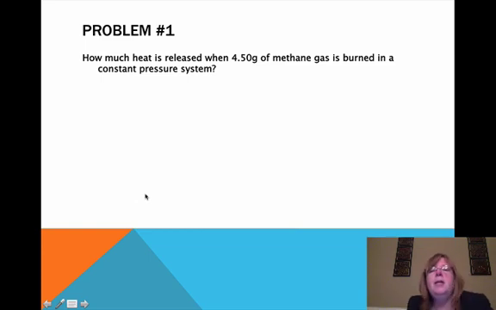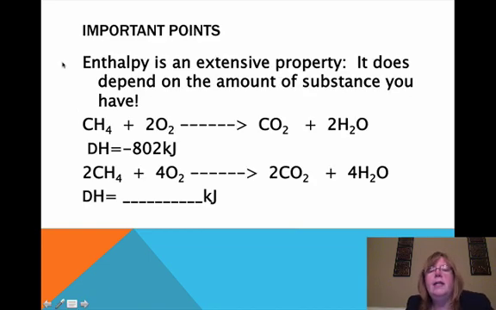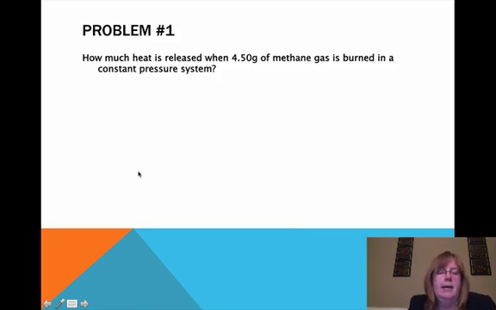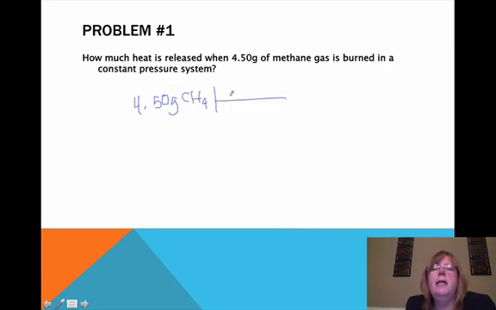So problem 1, how much heat is released when 4.5 grams of methane is burned under a constant pressure? All right, this is our reaction. Methane, when we have 1 mole of it, 802 kilojoules are produced. Here we've got 4.5 grams of methane. Well, grams isn't going to help us at all, so here we go again. We need to convert this to moles, and a mole of methane is about 16 grams, and so that gives us 0.281 moles of methane.